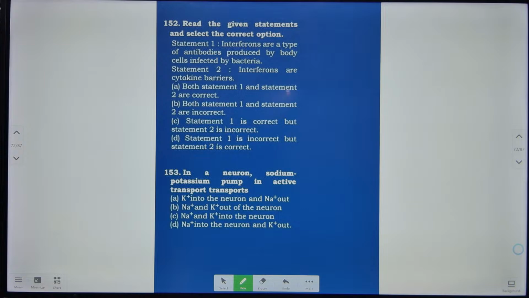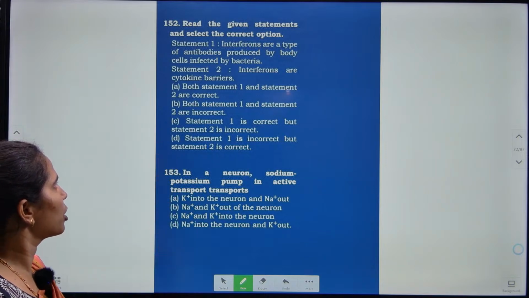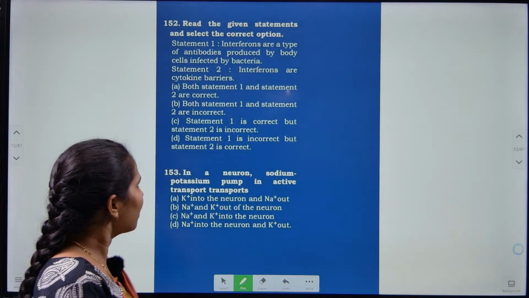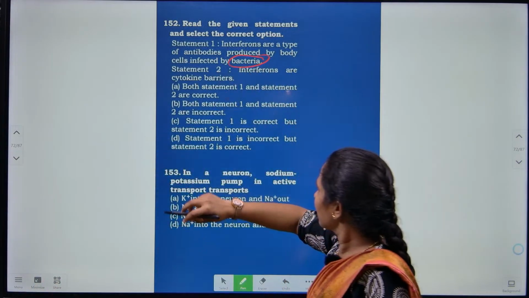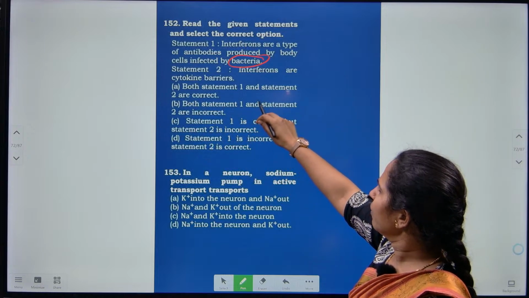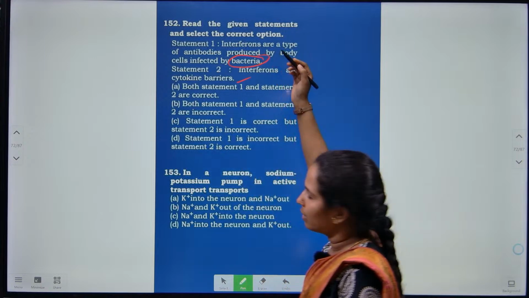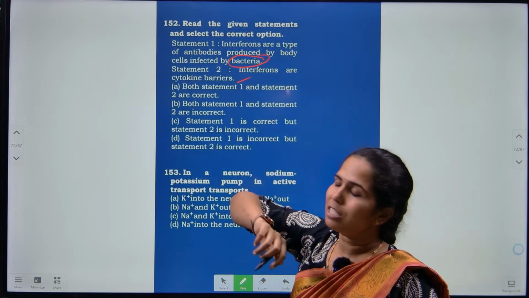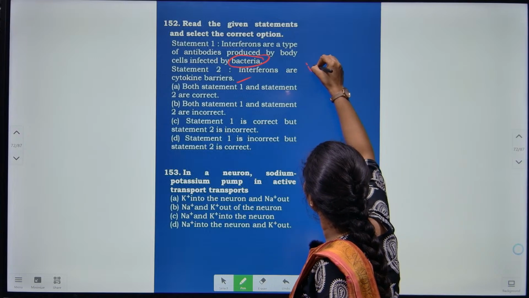Yes. Now read the given statements and select the options here. Statement 1, interferons are a type of antibodies produced by the body cells infected by bacteria. Statement 2 says that interferons are the cytokine barriers. Yes, this is right. But here interferons are the proteins which are being released by cells infected by a virus.